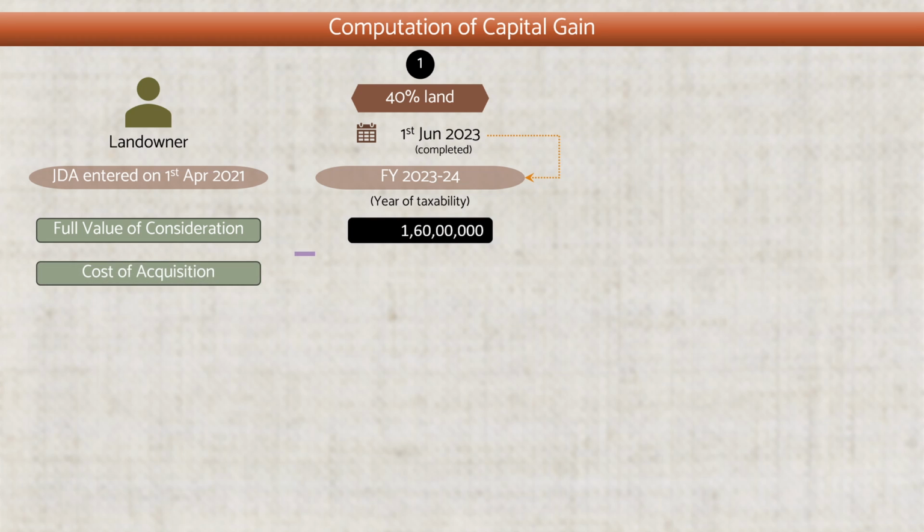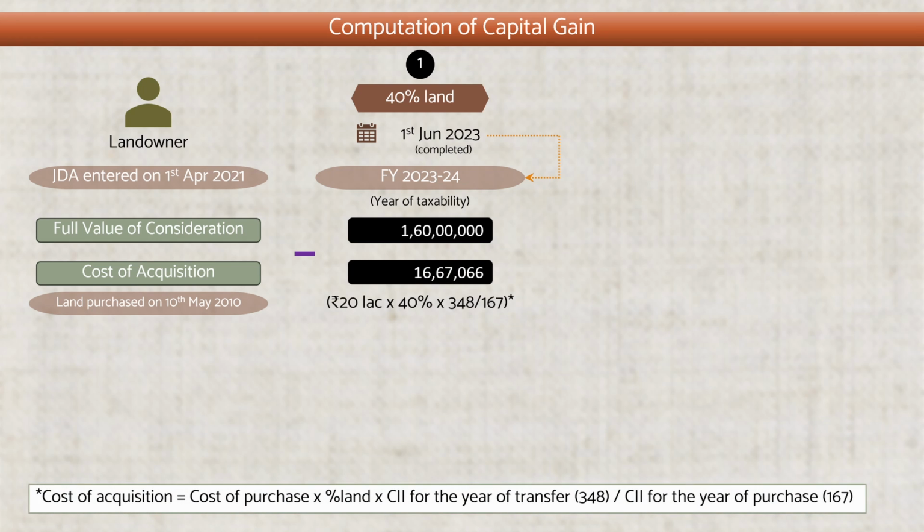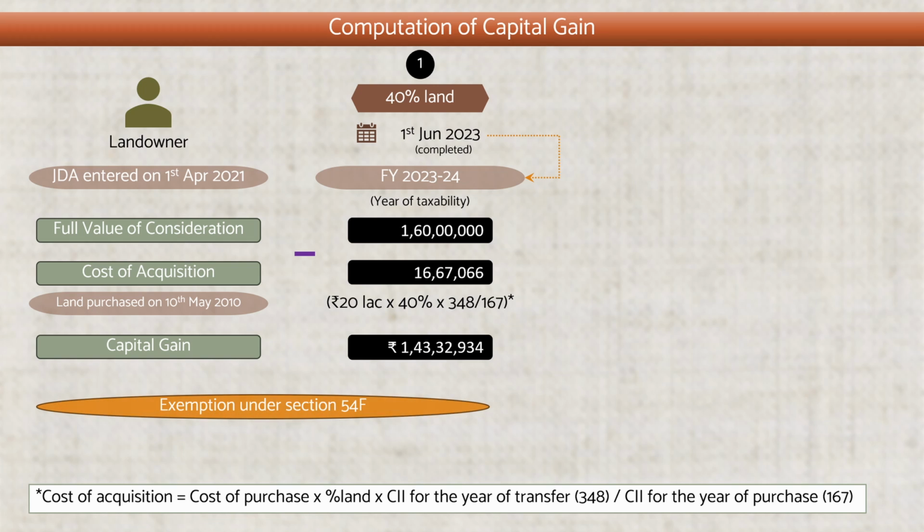From this, we have to reduce cost of acquisition. If you remember, you have purchased this land in 2010. So, the holding period here is more than 24 months. So, the indexed cost of acquisition for 40% of the land would be rupees 16.67 lakh and the difference between these two would be your capital gain, that is rupees 1.43 crore. And if you satisfy certain conditions, then you can avail exemption under section 54F and on the balance you have to pay tax at rates as applicable to you.